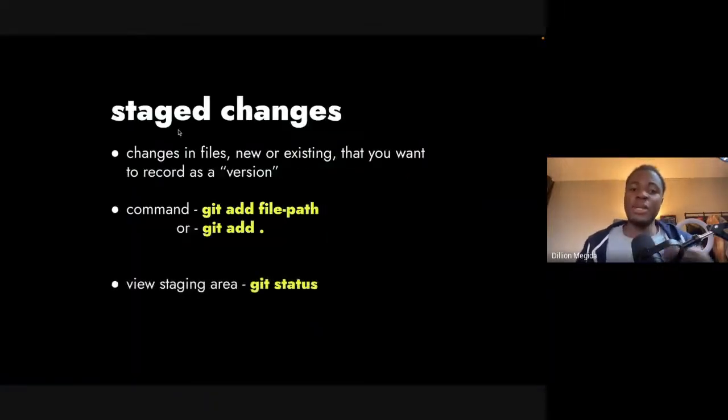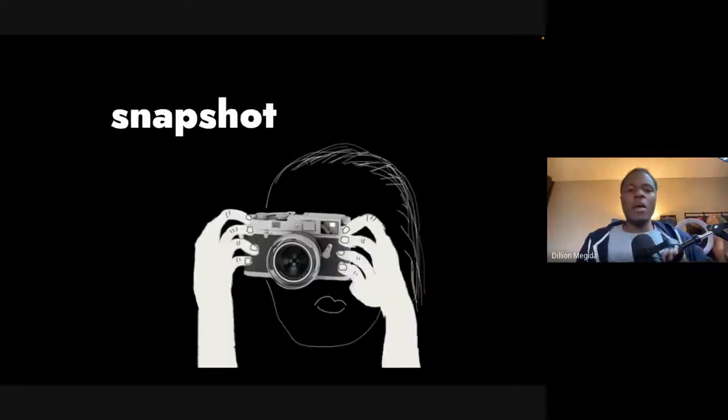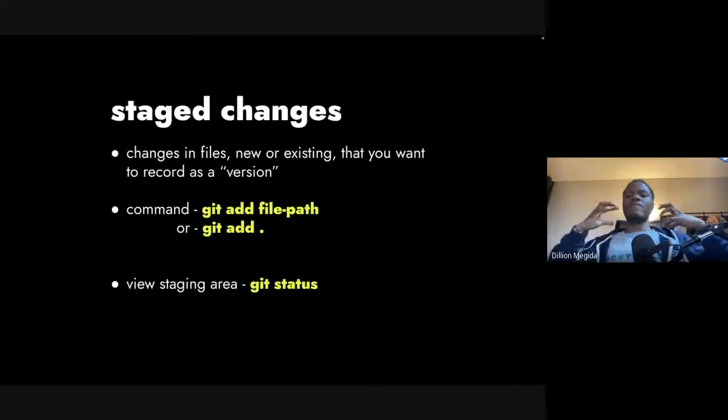And then after doing this, you can view the staging area with git status, which we have done. But now that you have the staged changes, you haven't yet recorded this as a version. You have prepared it, like, I want this to be part of my next version, but you haven't recorded that version yet. And this is where you take a snapshot.